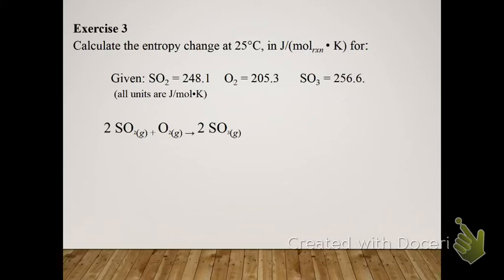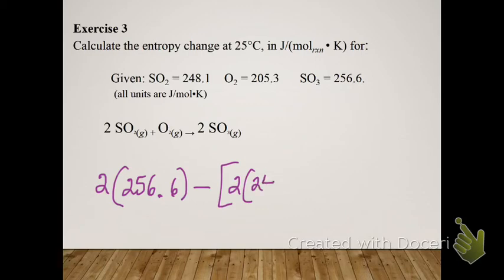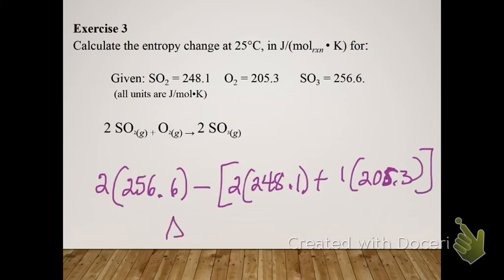So we're going to start with products minus reactants. So I've got 2 times 256.6 minus 248.1 plus 1 mole, just so you know it's there, 205.3. That's a 5, not an 8. So my delta S is equal to negative 188.3. Good? Okay. That's easy because we've done it before.